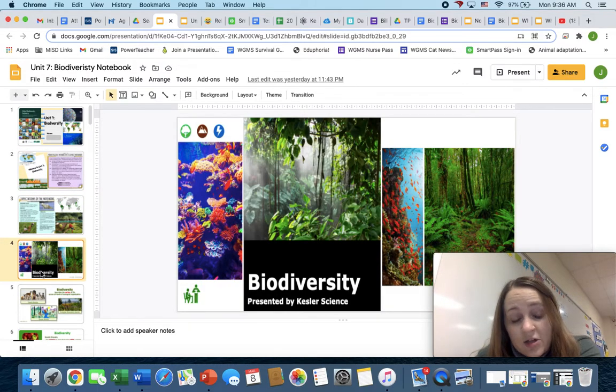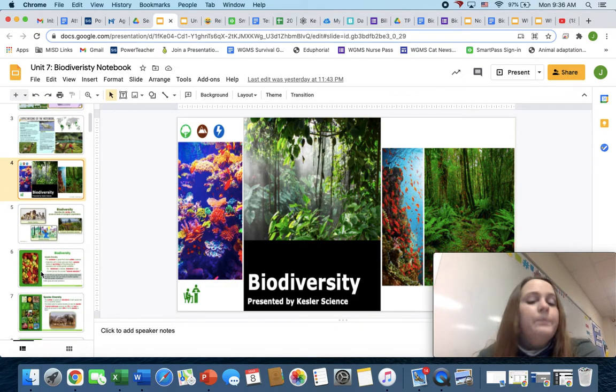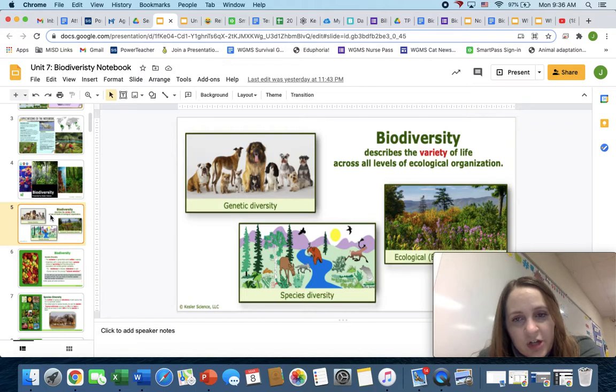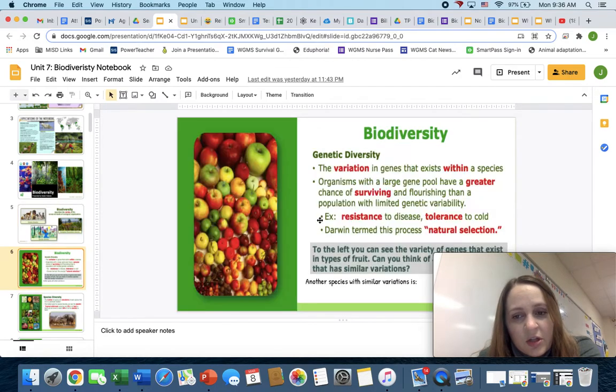Slide 4 is where we're actually going to start today. This is the biodiversity title slide. We have information, read through it. There are 3 different types of biodiversity: genetic diversity, species diversity, and ecological diversity. We have information about genetic diversity. Make sure you answer the question at the bottom.